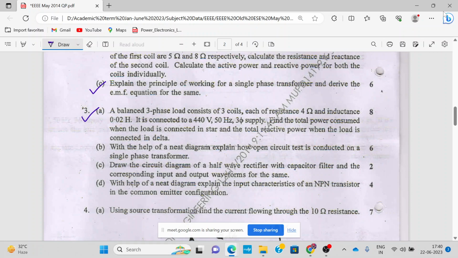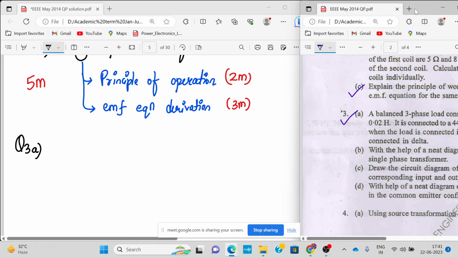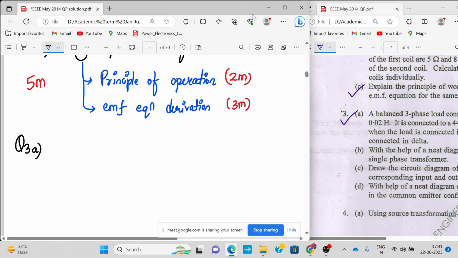This one. A balanced three-phase load consists of three coils, each of resistance 4 ohm and inductance 0.01 Henry. It is connected to a 440 volt 50 hertz three-phase supply. So it's related to AC circuit, three-phase circuit. Find the total power consumed when the load is connected in star and the total reactive power consumed when the load is connected in delta. So we have to see whether the load is star or delta, and it's pretty straightforward numerical. If you have solved, three phase is actually very simple. It's a hype that it's a difficult topic, but once you get to know it, it's pretty simple. So let's try to answer this question quickly.